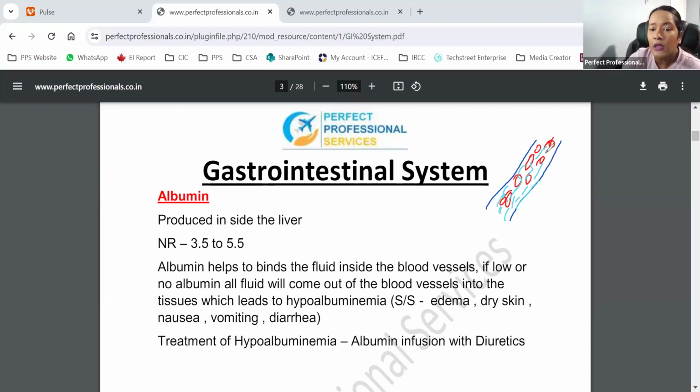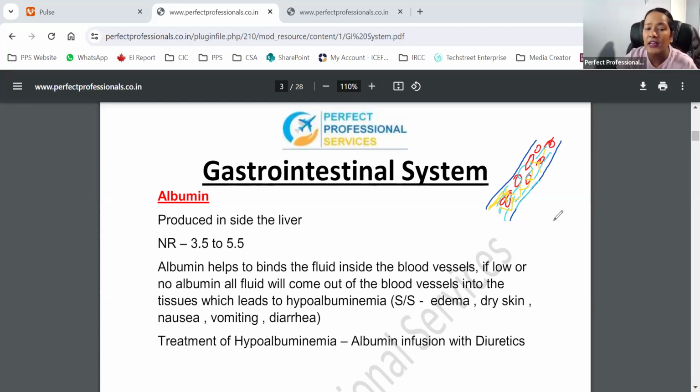Now this fluid has to get bound. It has to be kept inside the blood vessel. Who does that? Albumin does. Okay, this is our albumin. Albumin from the liver binds all the fluid, so this will be staying inside the blood vessels.